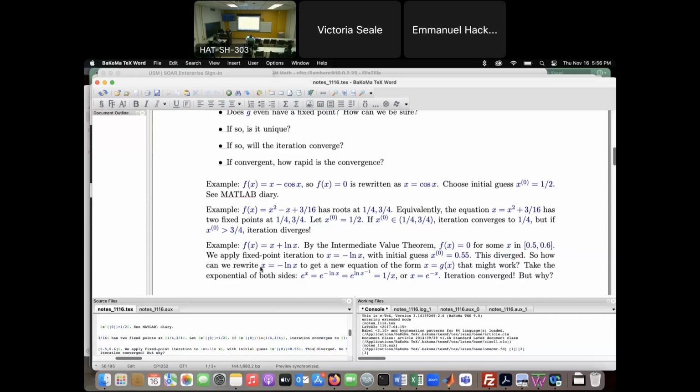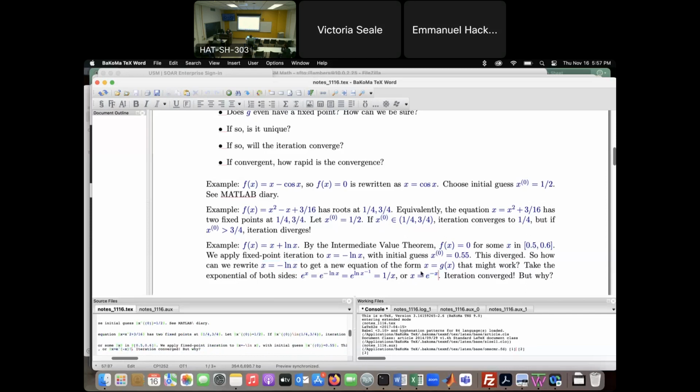So here's what I can do. If I have this equation, x equals minus natural log of x, I'll take the exponential of both sides. On the left side, I would get e to the x. And then on the right side, I'll get e to the minus natural log of x, which would simplify to 1 over x. So in other words, I have this equation, x equals e to the minus x. So this is an alternative g of x. And if I try fixed point iteration with the same initial guess on this equation, it's actually going to converge.